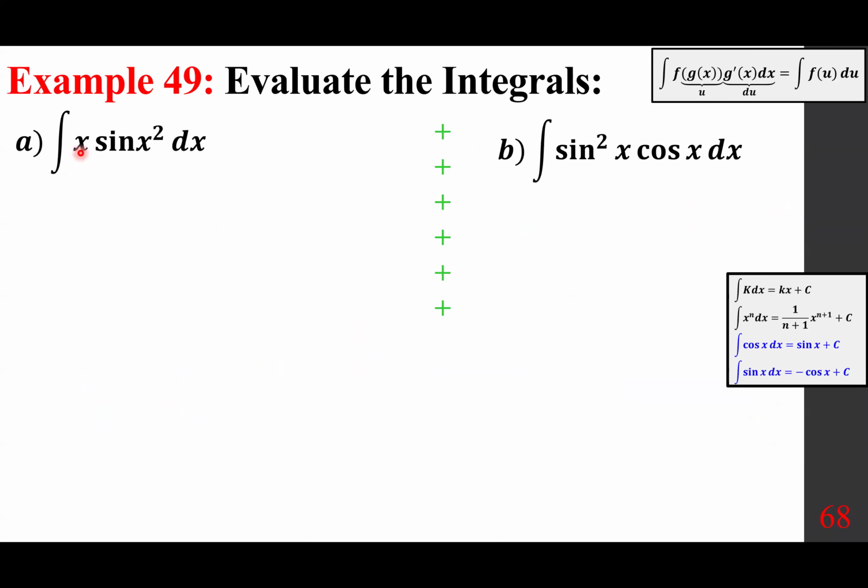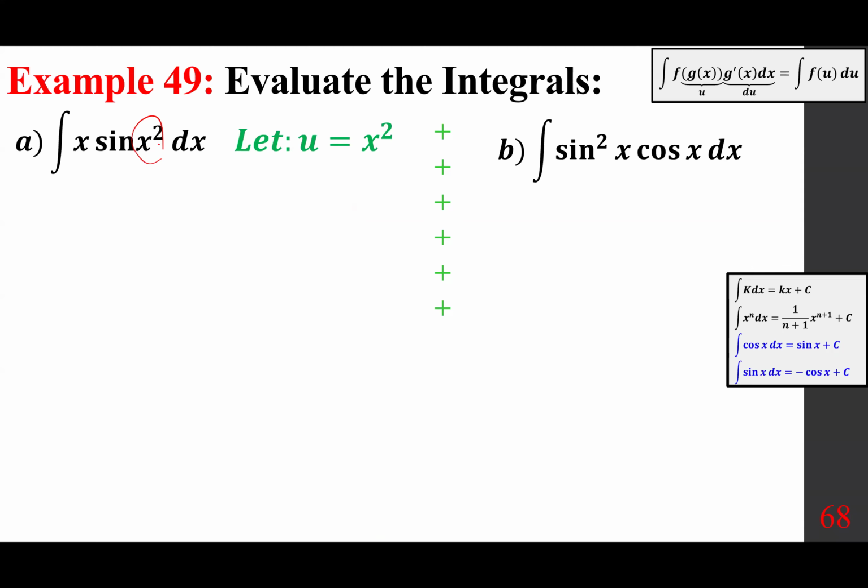Evaluate the integral, and I want to have them next to each other, the integral of x sine of x squared and the integral of sine squared x cosine x dx. Here's what happens when trigonometric functions are involved, sinusoidal functions, more specifically sine and cosine. If sine and cosine are involved and the argument has an exponent, that is the choice of u. We'll discuss the other one in a moment.